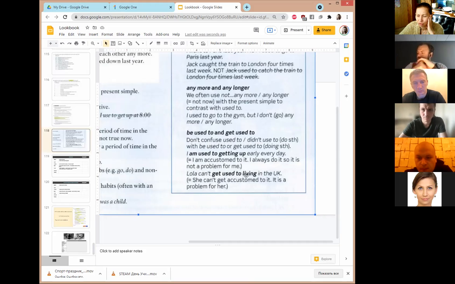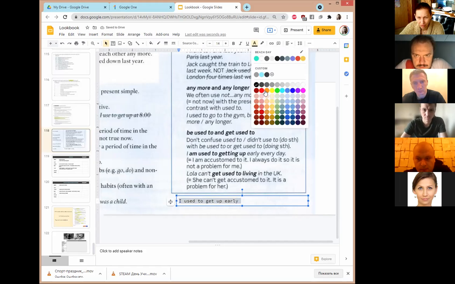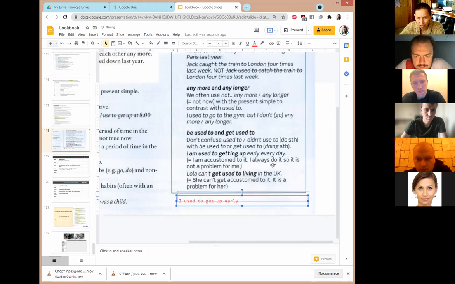Lola can't get used to living in the United Kingdom. Не может привыкнуть к жизни в Штатах. Вот это совершенно другое выражение, которое обозначает привычку что-то делать, и оно выглядит структурно по-другому. То есть, если бы я сказала раньше, я вставала по утрам, I used to get up early. Да, так бы выглядело мое выражение с нашей структурой used to для прошедшего времени. I used to get up early.